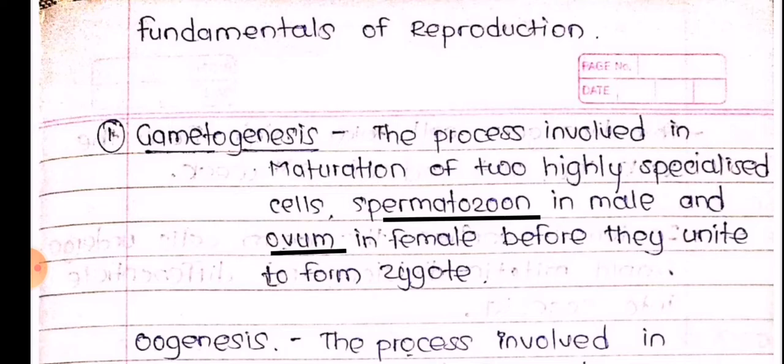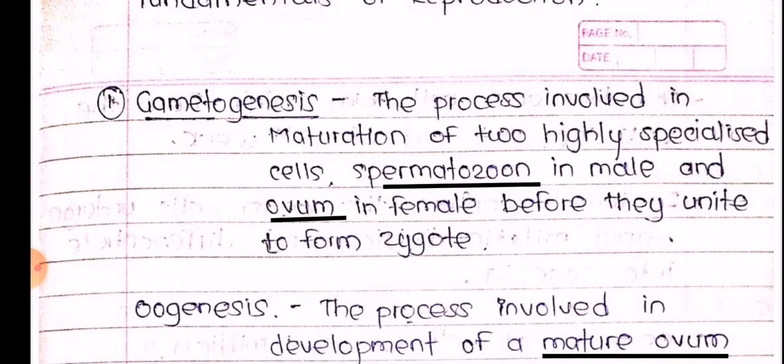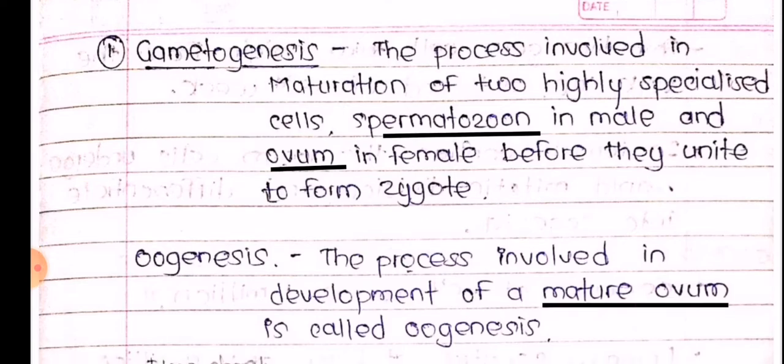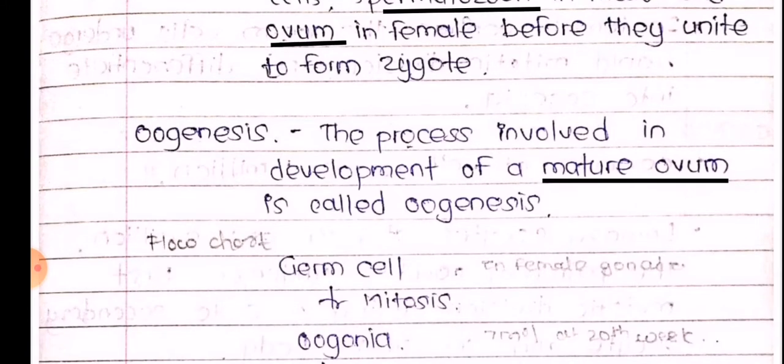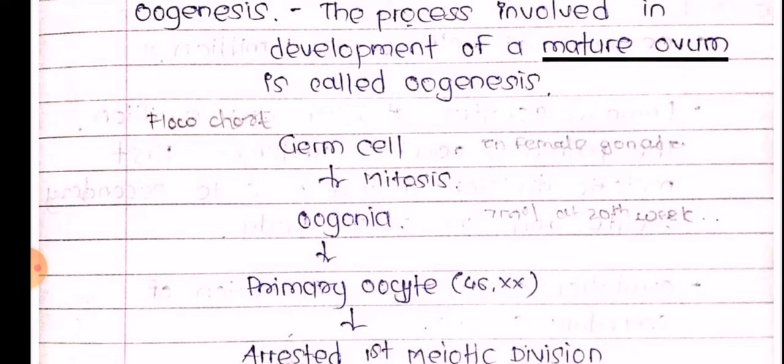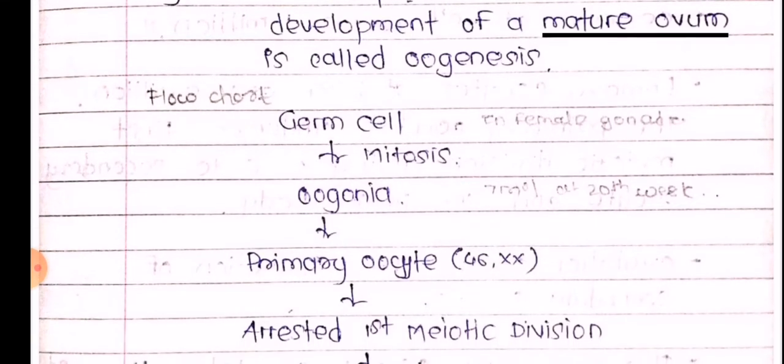So we'll be starting with the fundamentals of reproduction. Gametogenesis is the process involved in maturation of two highly specialized cells, spermatozoon in the male and ovum in the female, before they unite to form the zygote. The process involved in development of the mature ovum is called oogenesis. To see this process in detail, we'll be following this flowchart.